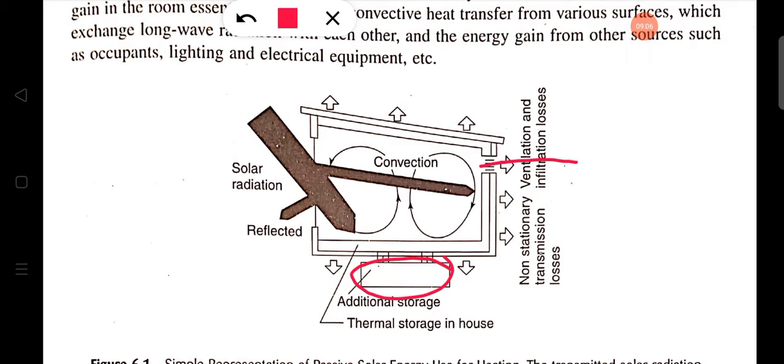And here the ventilation process is done. And there are two losses: non-stationary transmission losses, and ventilation and infiltration losses.